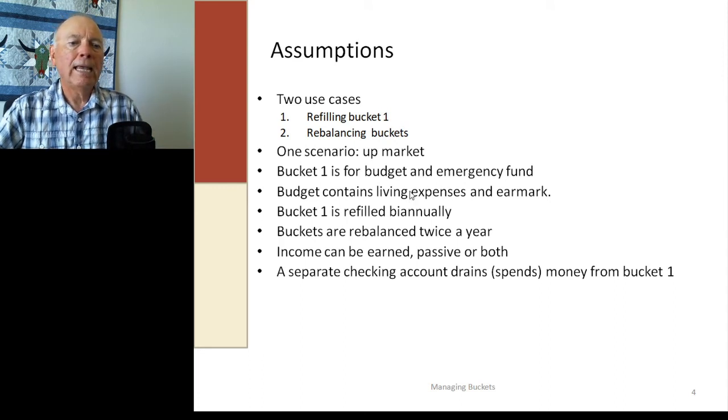A budget contains living expenses and earmarks, and I'll explain that a little bit more in the next slide. Bucket 1 is refilled biannually, i.e. twice a year, and similarly, buckets are rebalanced twice a year. Income can be earned, passive, or both. A separate checking account is used to drain money from bucket 1.